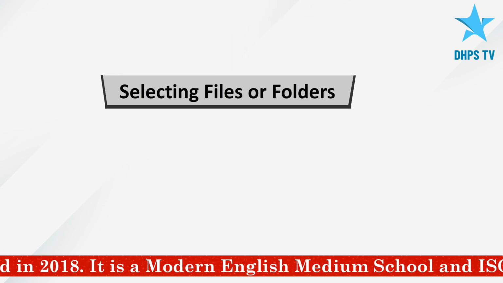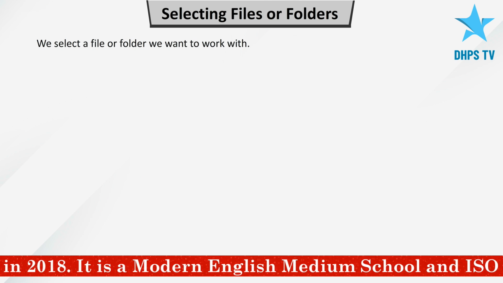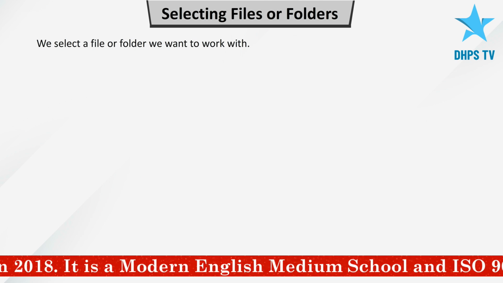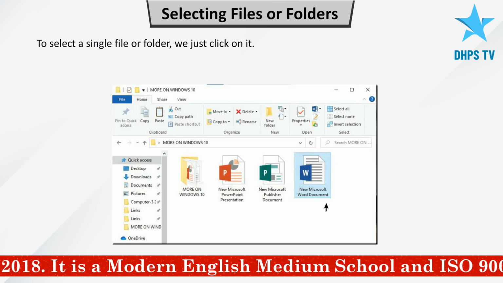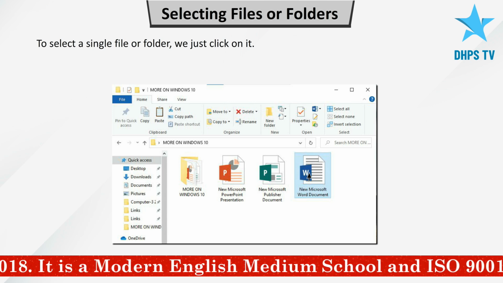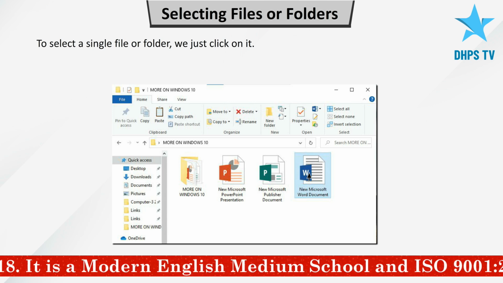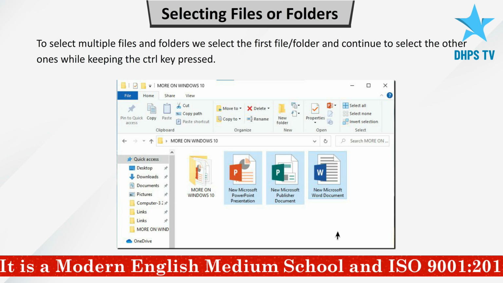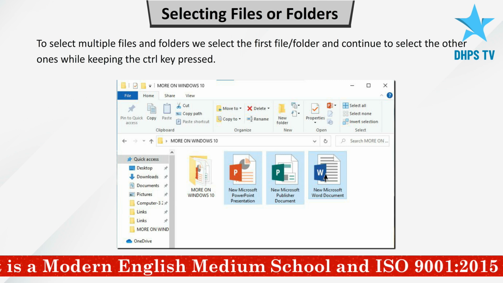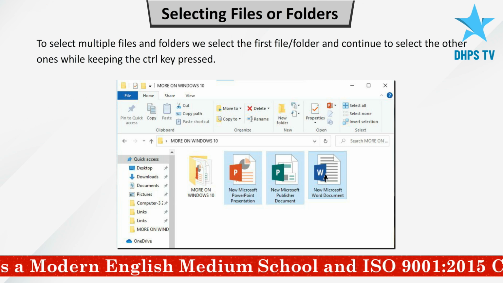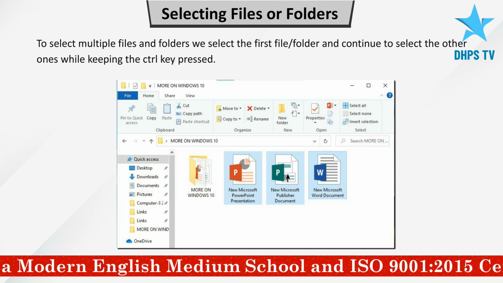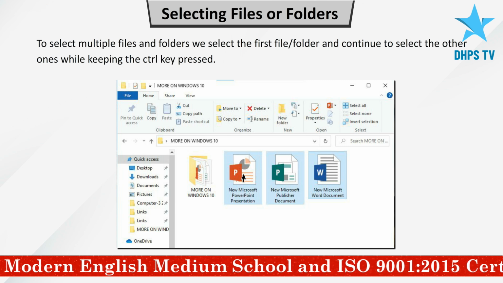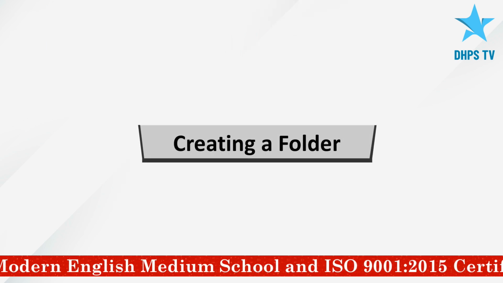Selecting files or folders. We select a file or folder we want to work with. To select a single file or folder, we just click on it. To select multiple files and folders, we select the first file or folder and continue to select the other ones while keeping the Control key pressed.